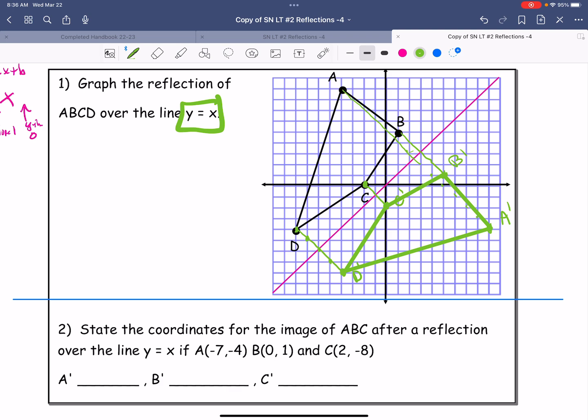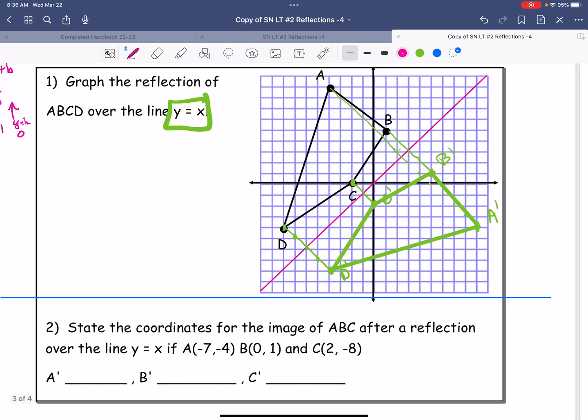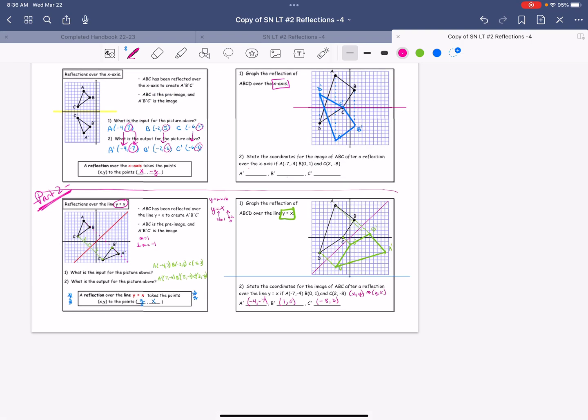If we are using our coordinates, we're going to use the pattern, which is xy maps to yx. We're just going to flip-flop them. So if A is at -7, -4, A prime would be -4, -7. If B is at 0, 1, B prime would be at 1, 0. If C is at 2, -8, then C prime is at -8, 2. We just flip-flop those. That is nice and convenient.